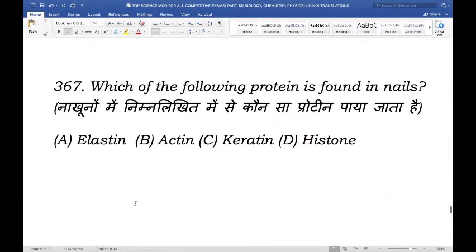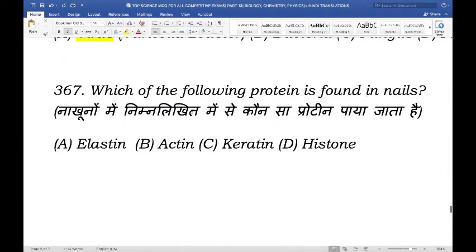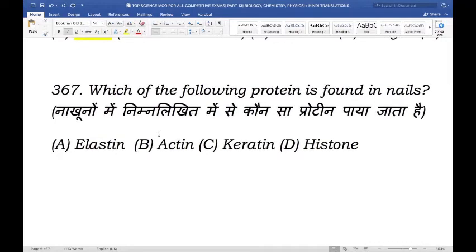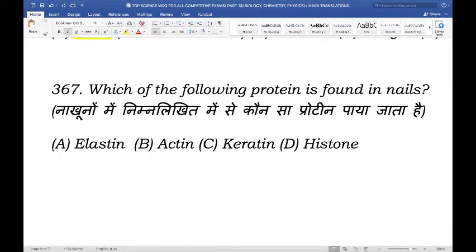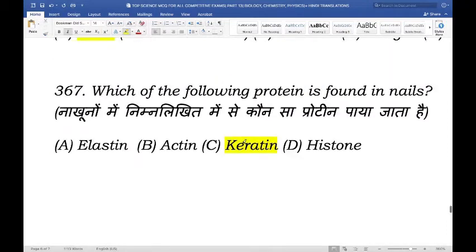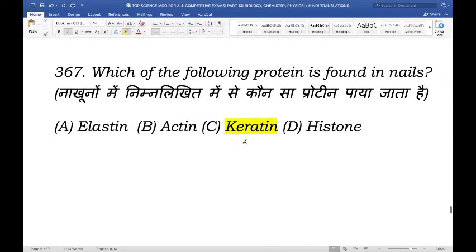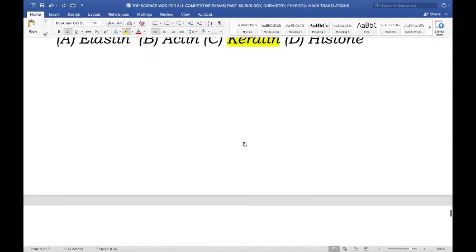Next question. Which of the following protein is found in nails? So what is nail made out of? Is it elastin, actin, keratin, or histone? And the right answer here is keratin. Keratin is a type of structural protein which is found in your hair, skin, and nails. So it's a very important protein in the integumentary system.